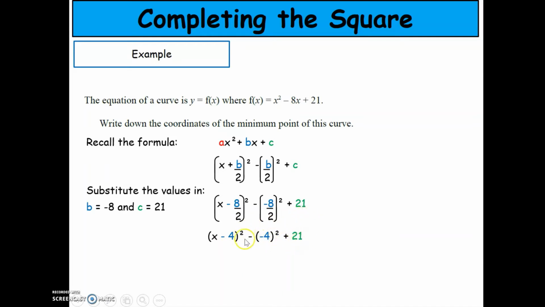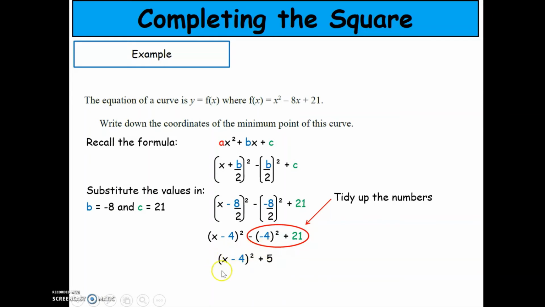What we are going to do here is tidy up. Minus 4 squared means minus 4 times minus 4, which is positive 16. I have a minus here, so minus 16, then plus 21 is going to give us a positive 5. So we have x minus 4, everything squared, plus 5, as we have completed the square.